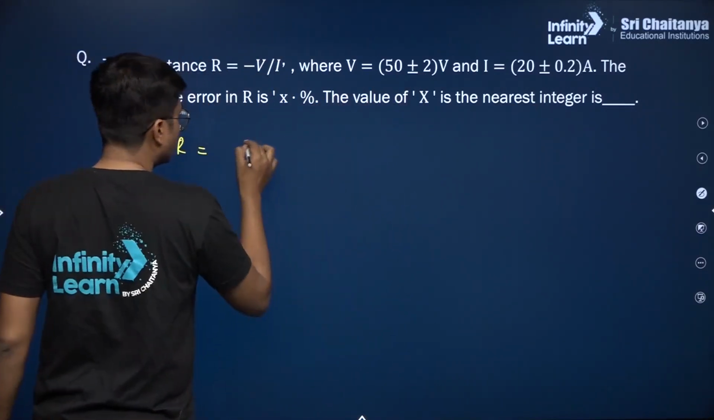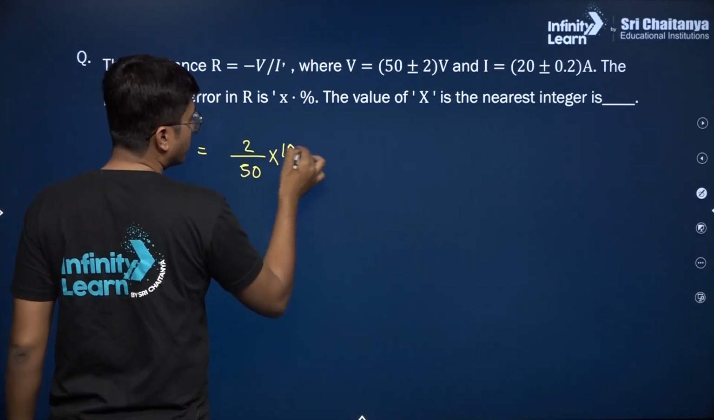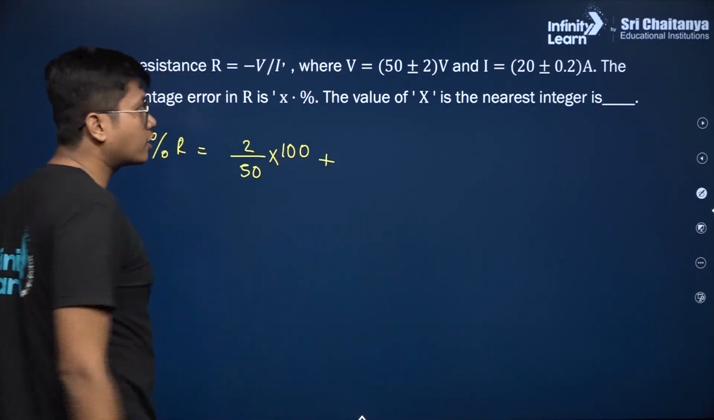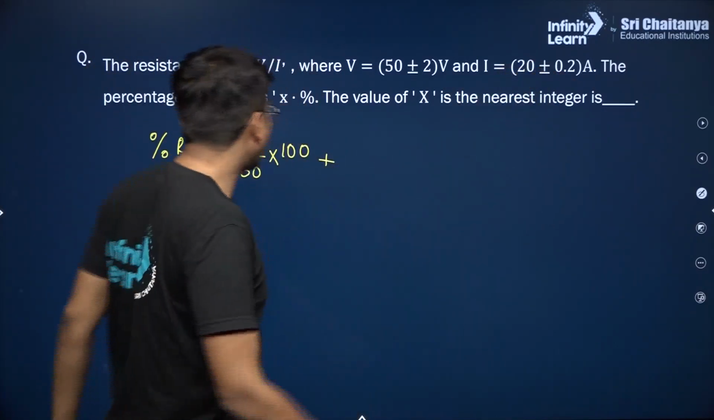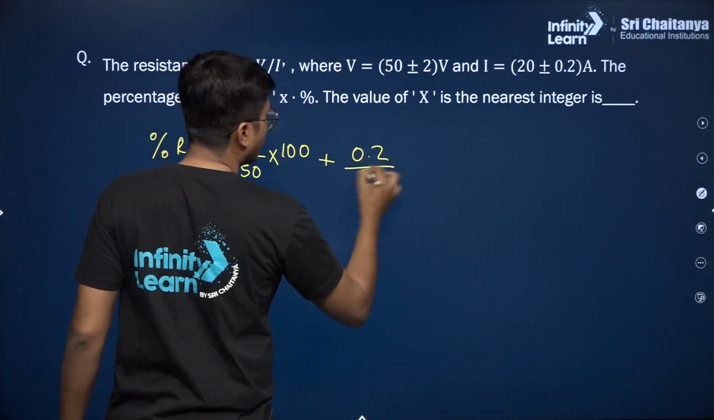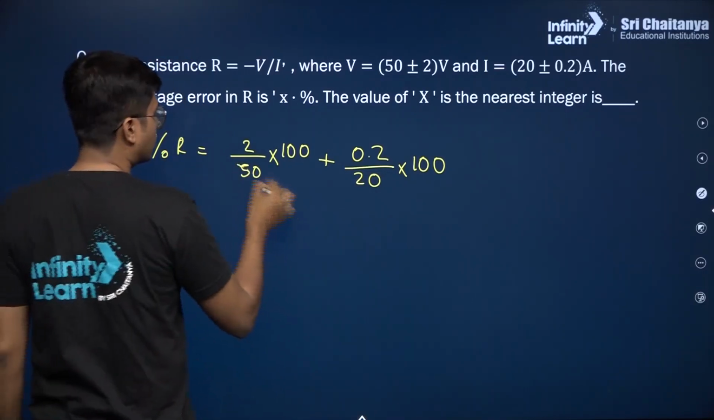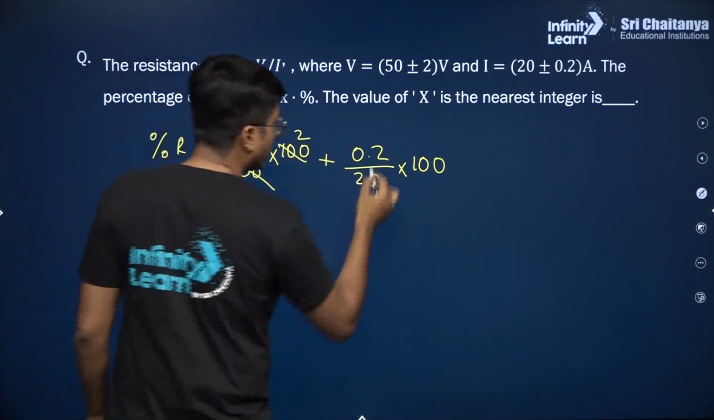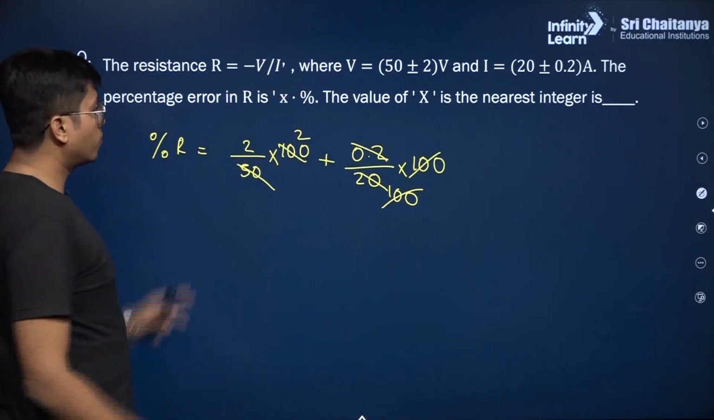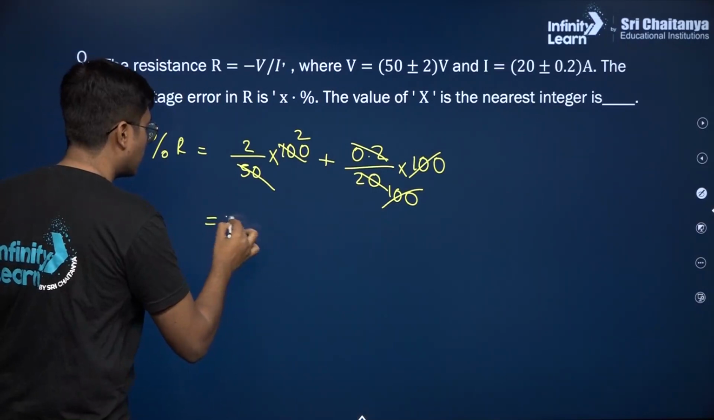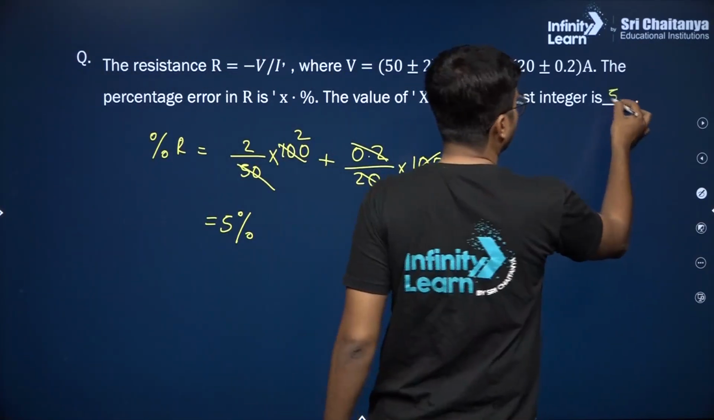What is the percentage error of V? The error is 2 divided by the actual value, which is 50. Since we're finding percentage, you multiply with 100, plus the percentage error of current, where the uncertain value is 0.2 and here you have 20. So it's 0.2 by 20 again into 100. So this goes with 2, and over here 100 goes. So you have 2 into 2, 4 plus 1, that is 5%. So the x is going to be equal to 5.